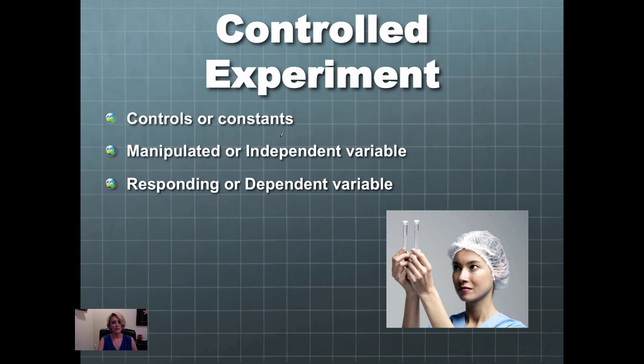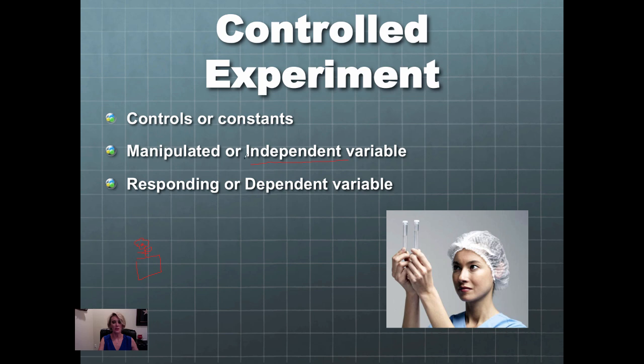Now, for the constants or the controls, the control is your group of comparison. So let's say you have a plant in your experiment that you are not going to expose to music, you're still going to measure how tall it gets, and you're going to keep everything else constant. So all plants in the experiment will get the same amount of light and the same amount of water. They're the same exact type of plants. And then you're going to test whether or not music affects the plant.